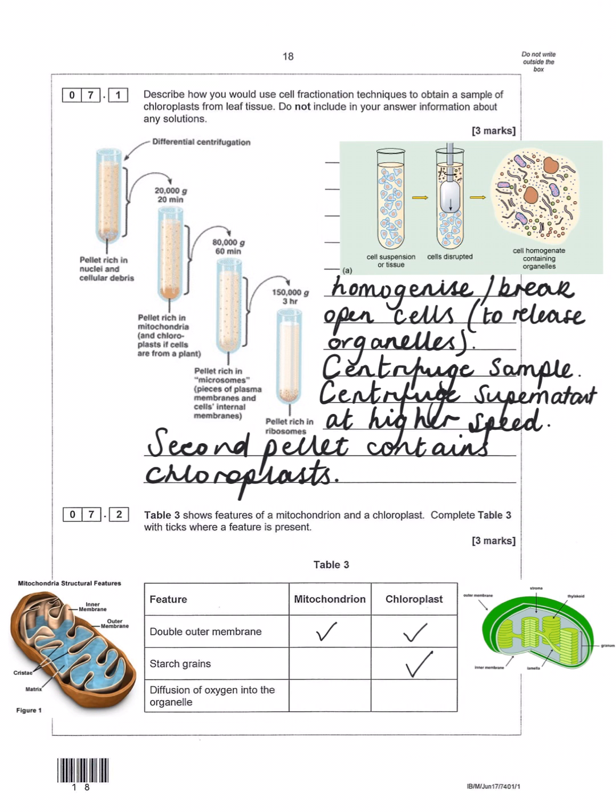And finally, the final feature is the diffusion of oxygen into the organelle. The mitochondrion is the site of aerobic respiration. So it converts oxygen and glucose to carbon dioxide, water and ATP. So you would expect to find oxygen diffusing into a mitochondrion. Conversely, a chloroplast is the site of photosynthesis. So you would not expect oxygen to diffuse into the organelle. You would in fact expect it to do the opposite and diffuse out of the organelle.